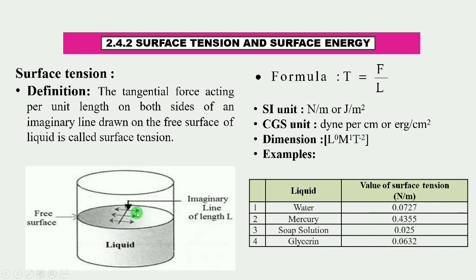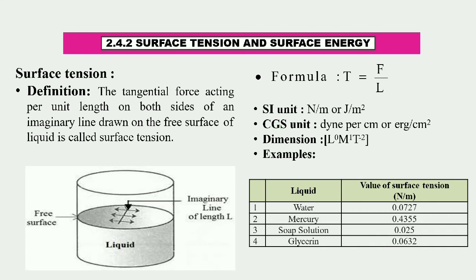So if you are taking the ratio, tangential force per unit length, okay, so that is nothing but surface tension, okay. So the tangential force acting per unit length on both sides of an imaginary line drawn on the free surface of liquid is called surface tension. So the formula will be, the notation for surface tension is capital T, so T equals F upon L. For F, the unit will be Newton, for L, the unit will be meter. So the SI unit is Newton per meter, or you can write in terms of joule as joule per meter square.